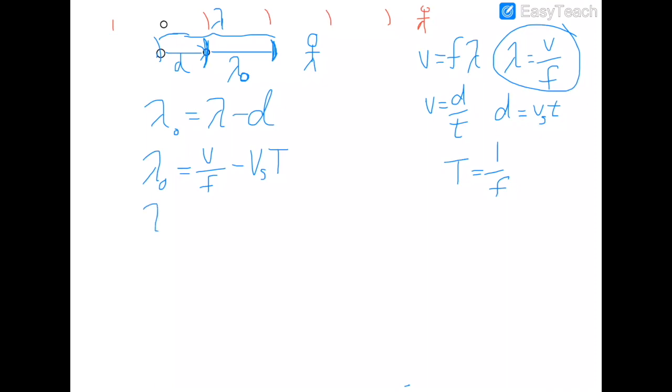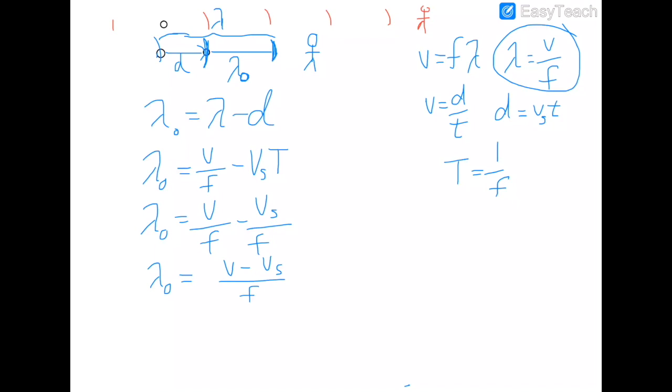So the wavelength you would actually hear would be the speed of sound divided by the frequency, minus the speed of the sound source divided by the frequency also, right? Okay, so what do I have here? The observed wavelength would be V minus Vs over the frequency.